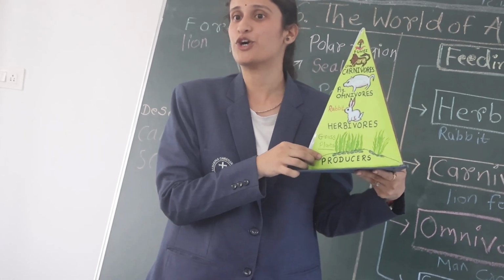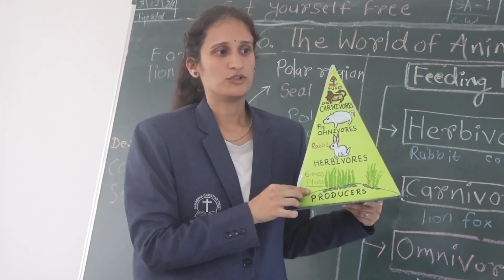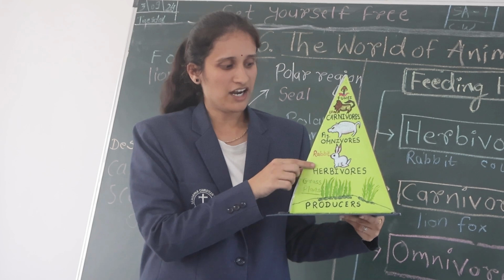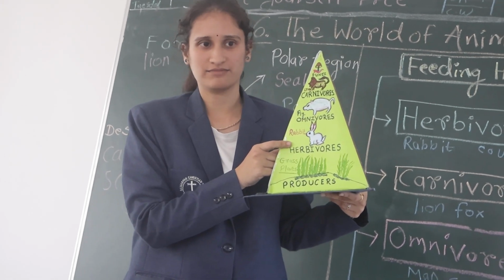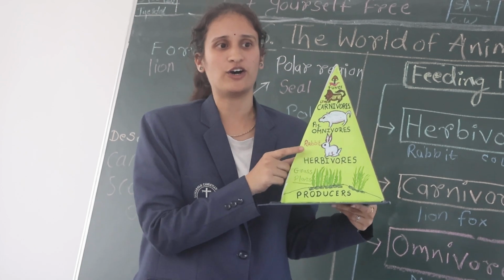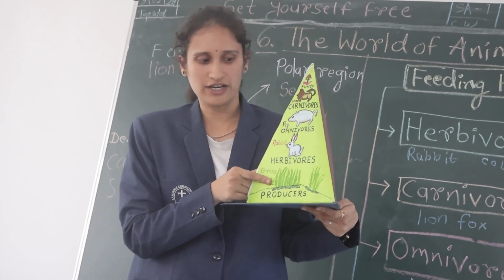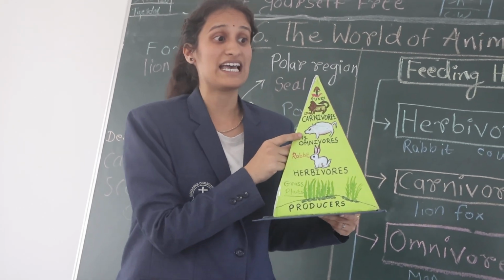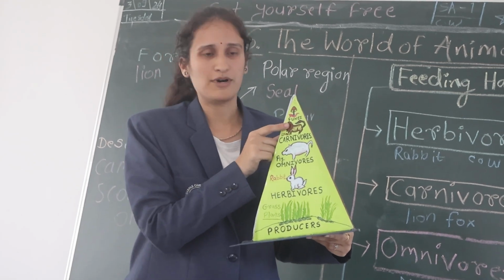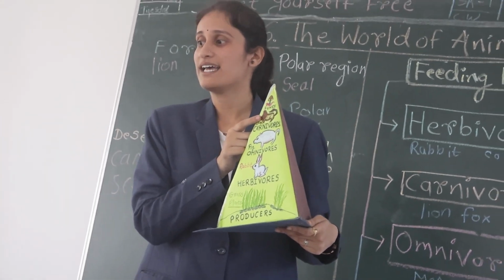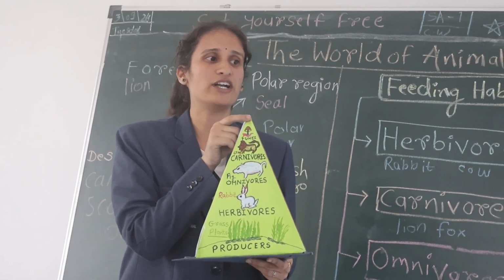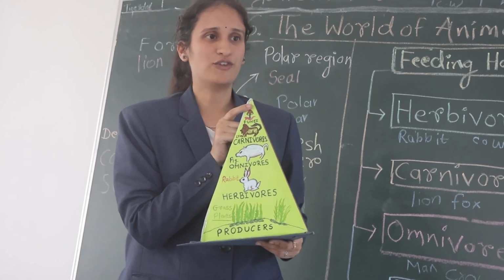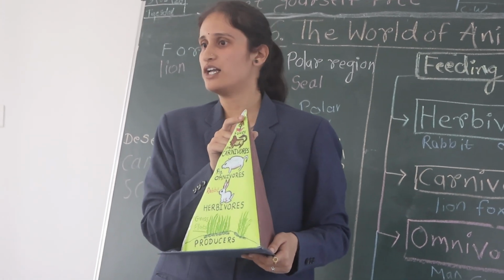So here the last is producers. That means those who provide food to other organisms. For example, plants. On plants, who feed? Herbivorous. Herbivorous are the animals who feed on plants as well as plant products. Now who will eat? Omnivorous. They eat both meat as well as plants. Above it, carnivorous. Carnivorous eat animals. And last one, who feed on dead bodies, are scavengers. Bacteria and vulture are all scavengers.